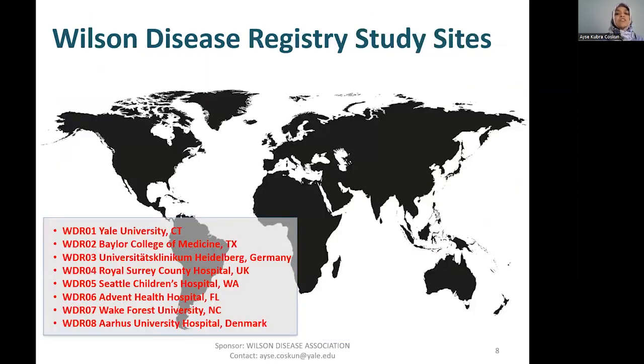This map shows the locations of Wilson Disease Registry study sites: Yale University in Connecticut, Baylor College of Medicine, Texas Children's in Texas, Heidelberg University in Germany, Royal Surrey County Hospital in UK, Seattle Children's Hospital in Washington, Advent Health Hospital in Florida, Wake Forest University in North Carolina, and Aarhus University Hospital in Denmark.